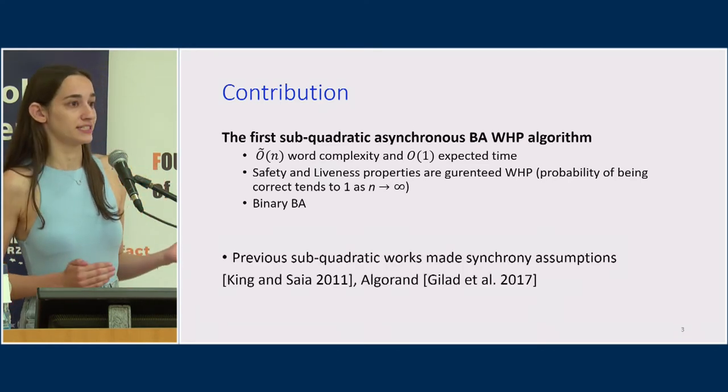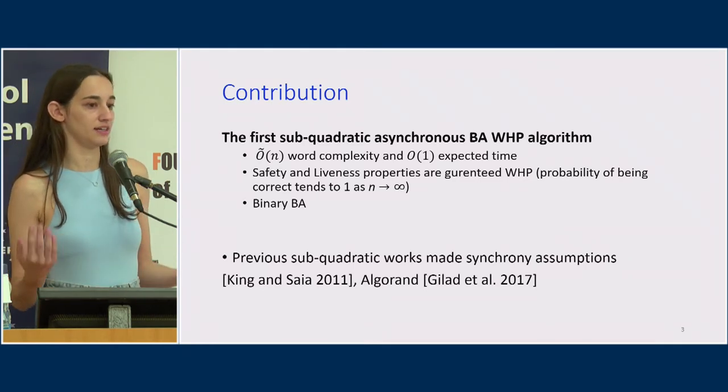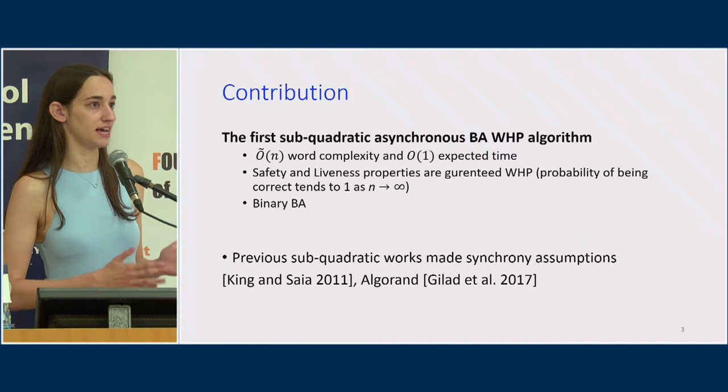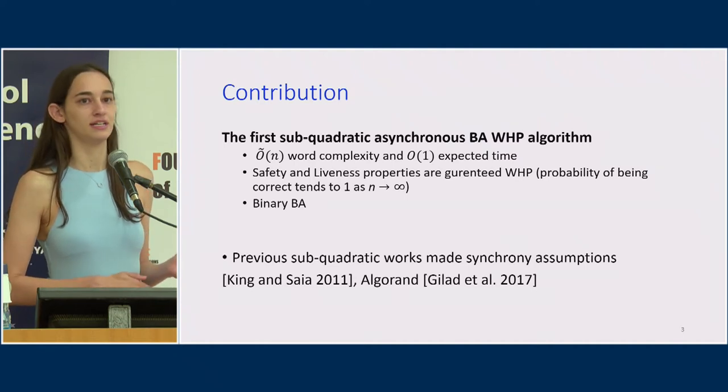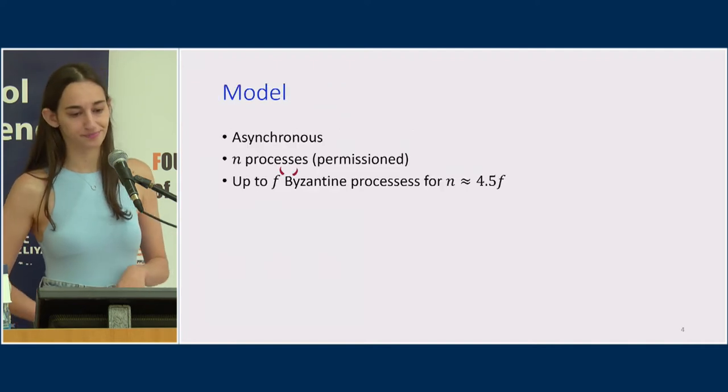We are not the first to solve subquadratic consensus, however, we are the first to solve it in an asynchronous setting. So we have King and Saia, who were the first to do it in the synchronous model, and Algorand did it also in the synchronous and in the eventual synchrony model.